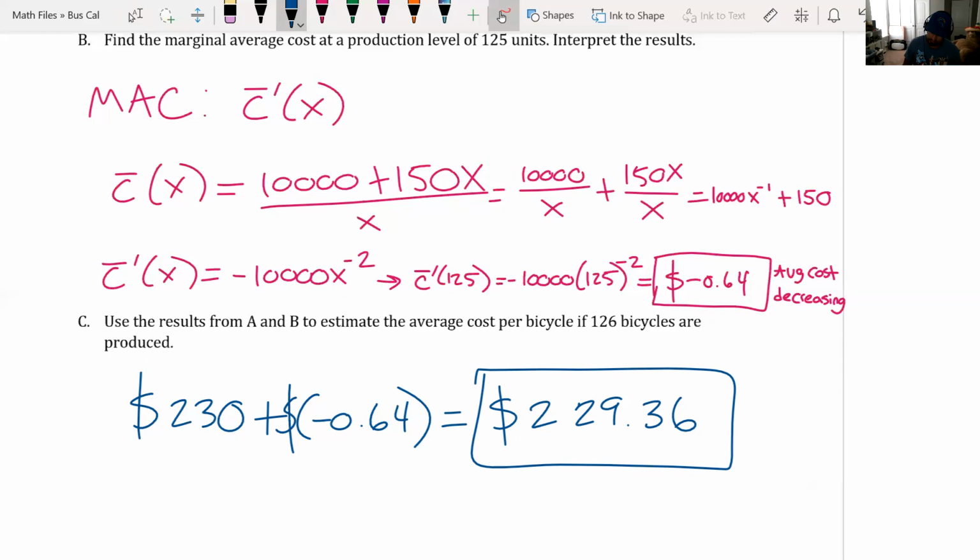So this is the average cost of the 126th bike or bicycle, right? All right, excellent. Let's see, 10,000 plus 150x over x.